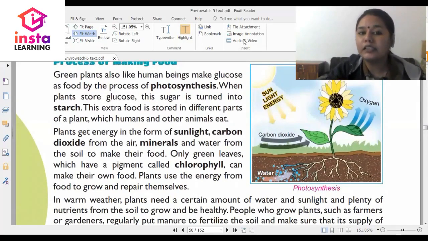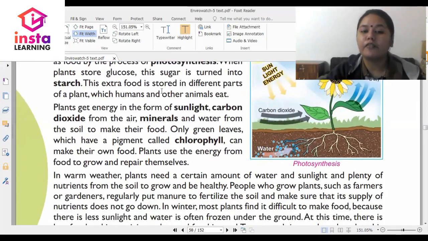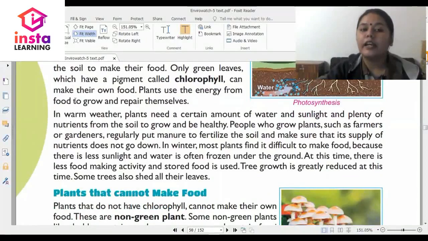And the process, of course, by which the food is made, is called photosynthesis. In warm weather, plants need a certain amount of water and sunlight and plenty of nutrients from the soil to grow and be healthy.